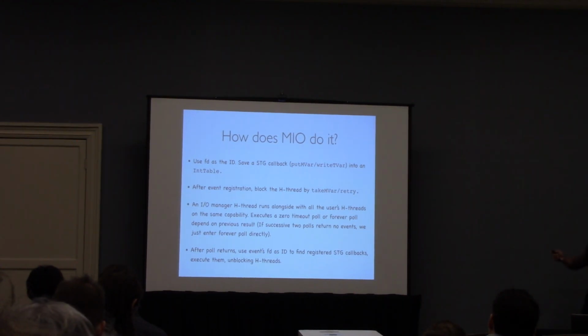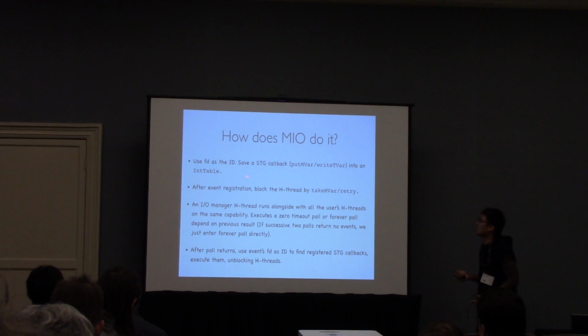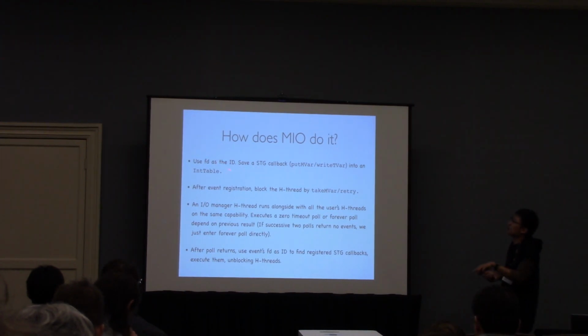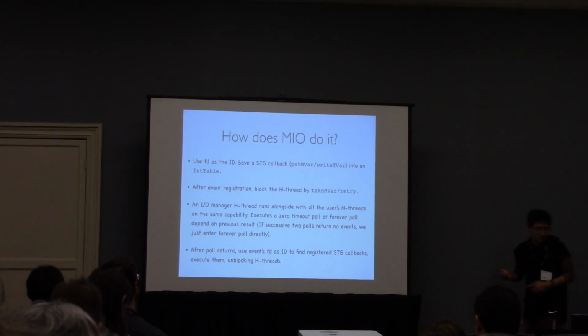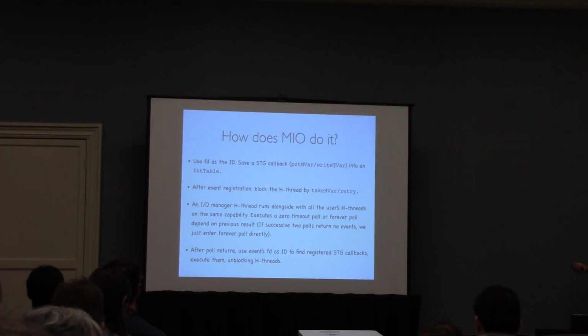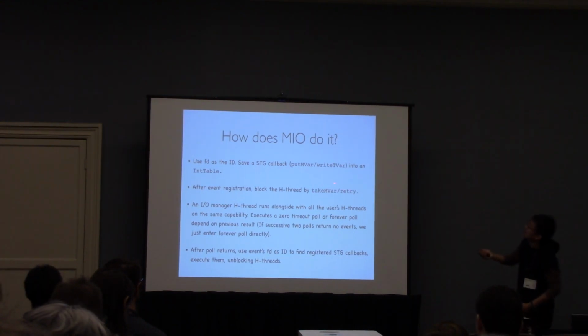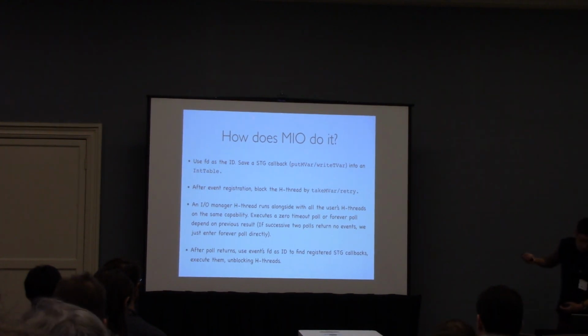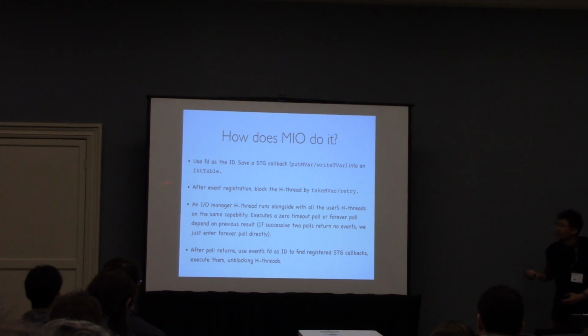In the previous version that GHC ships with, called the IO manager, it does it in this way: it uses the file descriptor itself as the identity. Since the file descriptor on Unix is the least used integer, it's quite a good key. And it stores STG callbacks inside the table. After registration, it just blocks the thread with an MVar or a TVar, and it will unblock it using the callbacks. And at what time does the IO manager do the waiting?